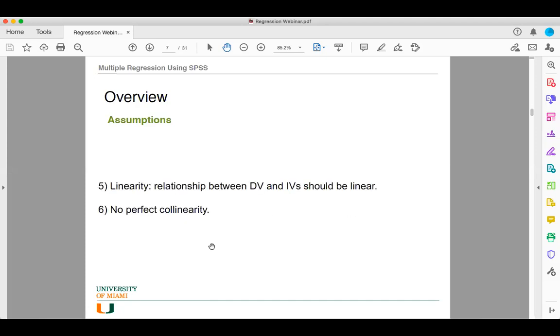The fifth assumption is the linearity assumption, and that is the relationship between the dependent variable and each independent variable should be a linear relationship. You can assess this through scatter plots in SPSS. And the sixth assumption is that there should not be any perfect collinearity. We will also talk about the concept of collinearity when it comes up in the SPSS output.